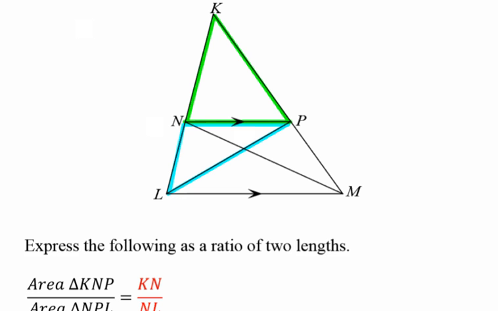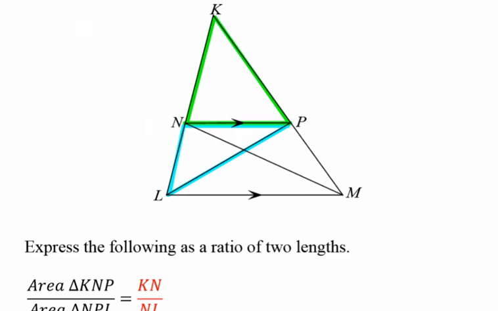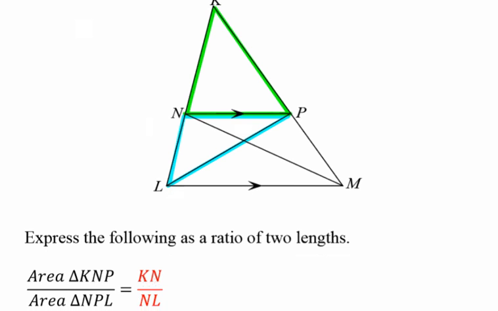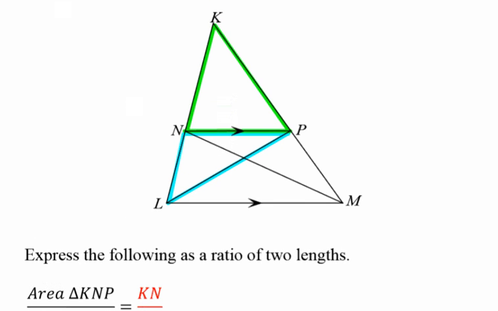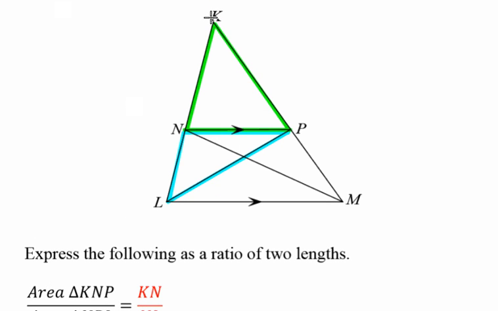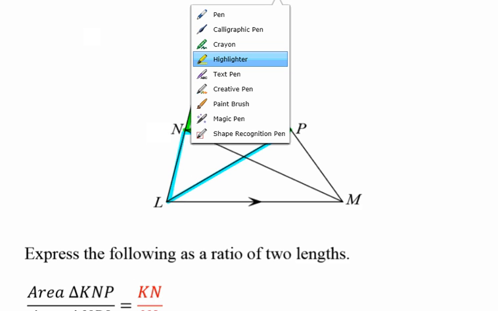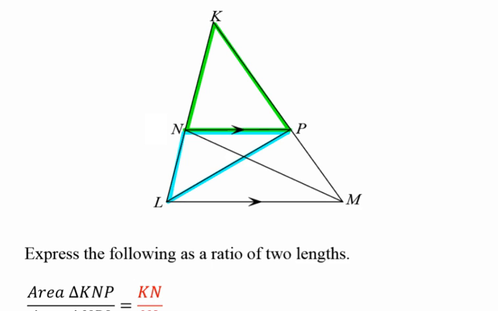So I want to have the area of the one divided by the area of the other. Now, if they share a common altitude, then the ratio of the areas will be equal to the ratio of the bases. So if I take KN as the base of the one triangle and NL as the base of the other triangle, then you should see that they share a common altitude. So I'm actually going to pop that altitude in there.